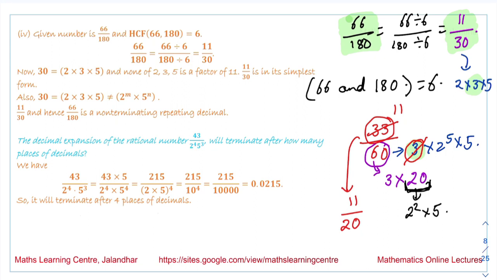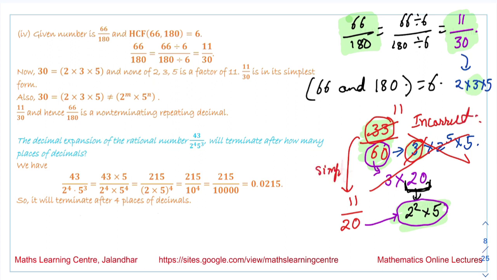When we are talking about 11 by 20, the denominator is 2 raised to power 2 into 5. It means it will have a terminating decimal representation. So if we are not simplifying it, this way of calculating is incorrect. First of all, we have to simplify it and bring the fraction to the simplest form. Only after that will we look at the denominator and check the form 2 raised to the power m into 5 raised to the power n. Otherwise our answers may become incorrect.